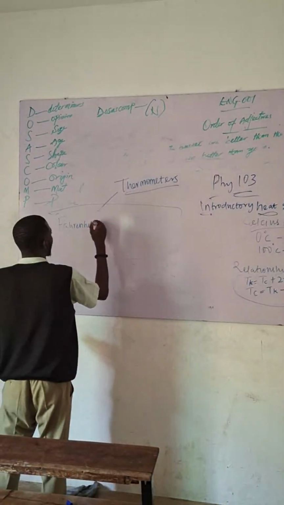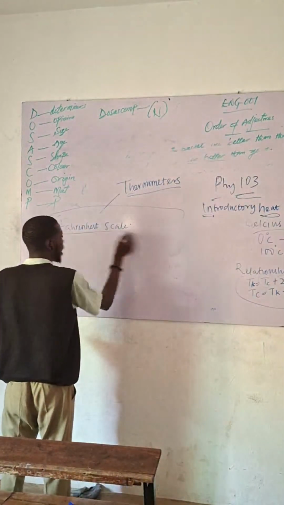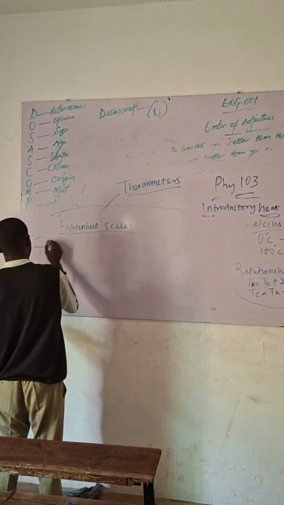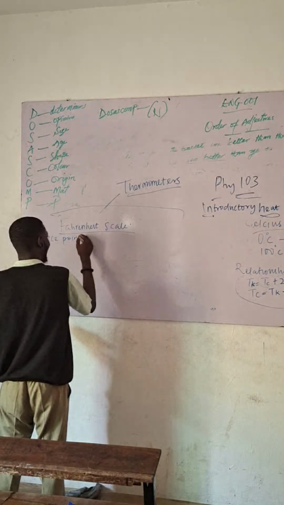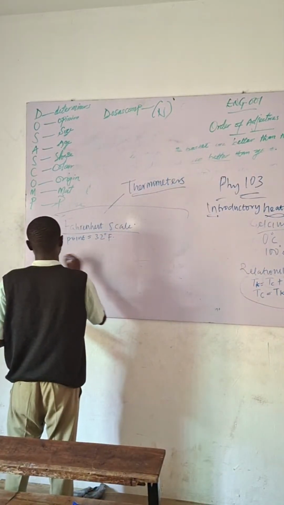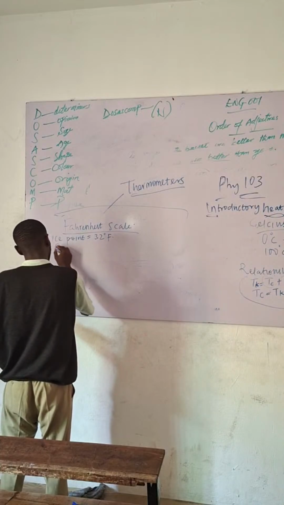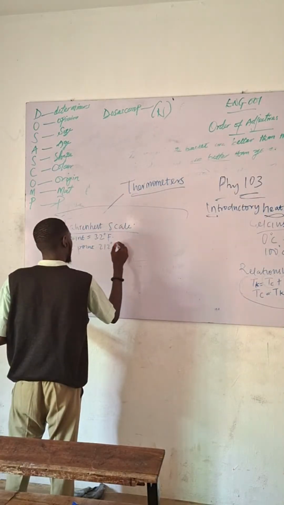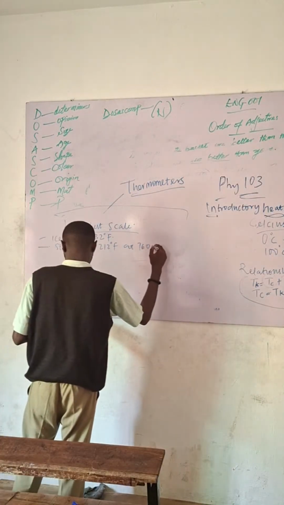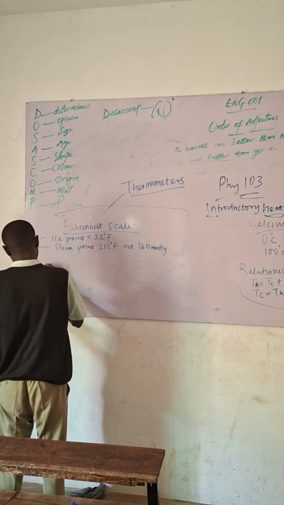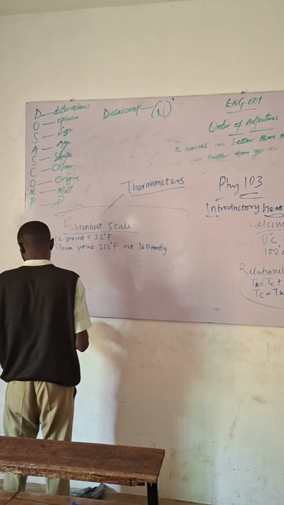So these are still the introductory parts we need for 103, just to make your life easier. So the Fahrenheit scale now. These are the scales in Fahrenheit. You have the ice point, which is 32 degrees Fahrenheit, the steam point, 212 degrees Fahrenheit, and 760 millimeters of mercury.